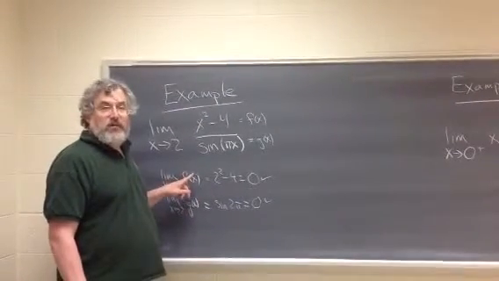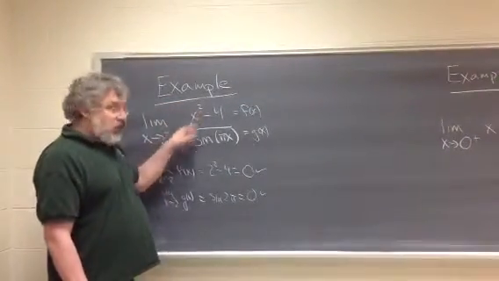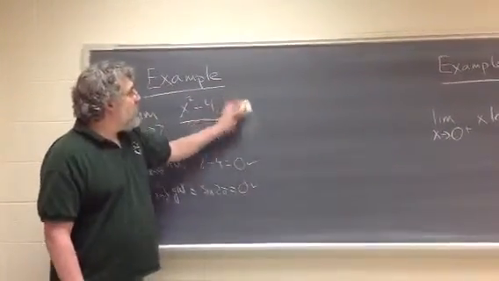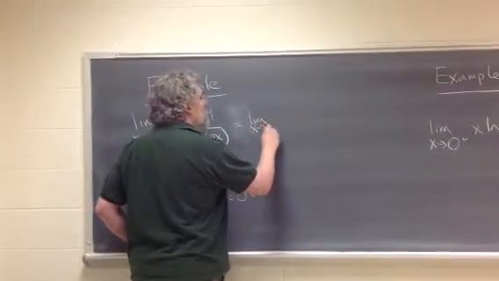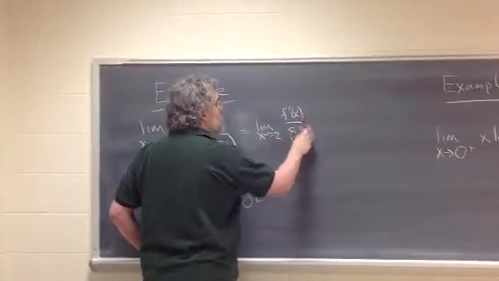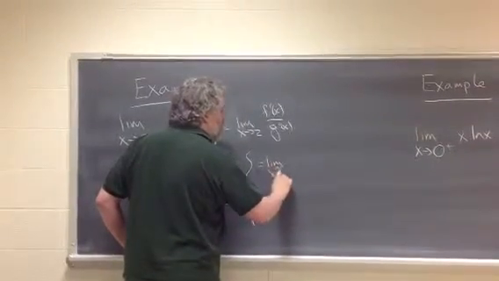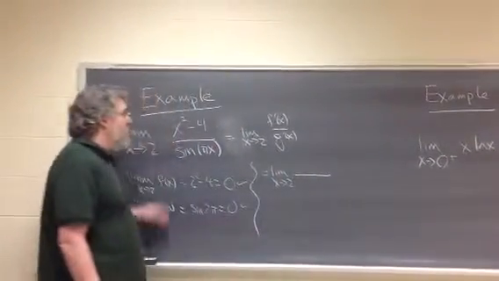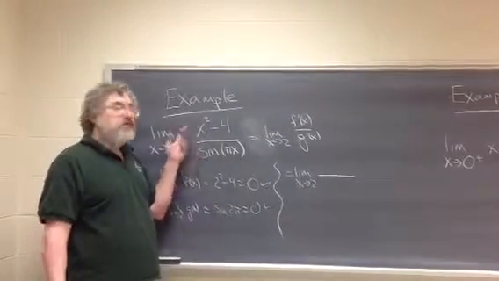If the limit at the top is 0, if the limit at the bottom is 0, then the limit of the ratio is equal to the limit as x goes to 2 of f prime of x over g prime of x. So what is that limit? Well, we need to know what f prime and what g prime are. F prime, f is the top, so the derivative of that is 2x.